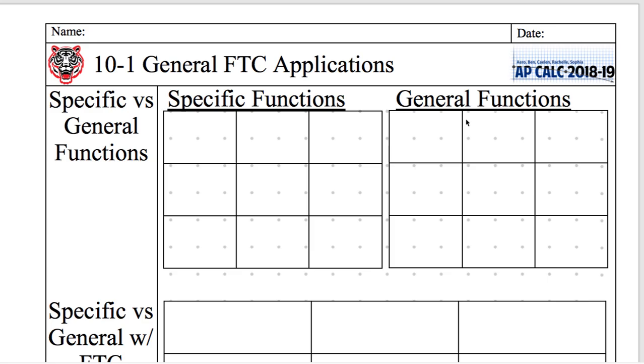Calculus! This is AP Calculus Lesson 10-1. You guys have the unit guide in front of you. You'll notice that there are only 3 lessons for this entire unit. It is very, very short.